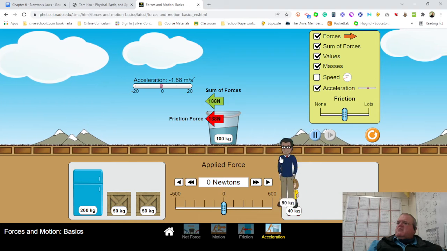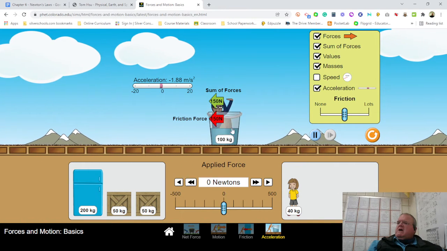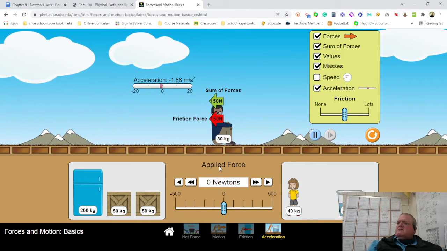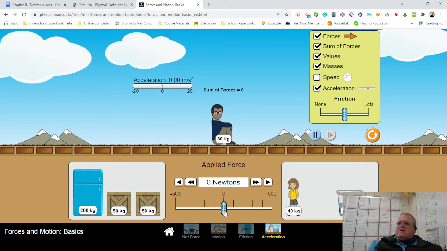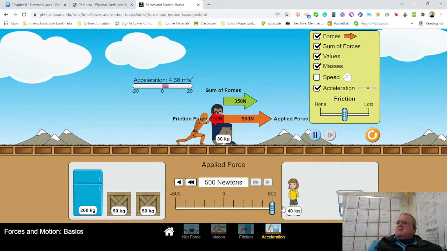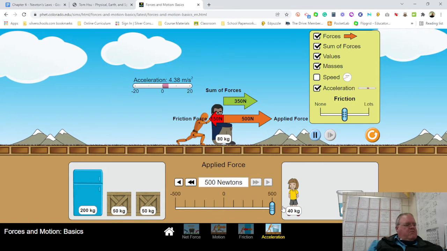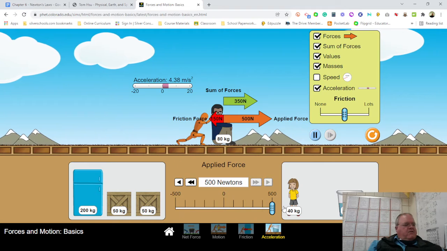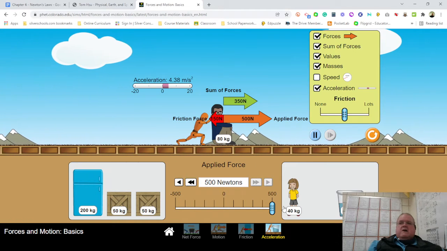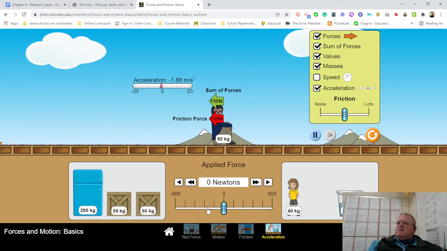Now I'm going to bring up my 80 kilogram object, and I'm going to put 500 newtons of force on it again. So I'm going to have 80 kilograms, and my sum of forces is 350 newtons, and my acceleration is 4.38 meters per second squared.